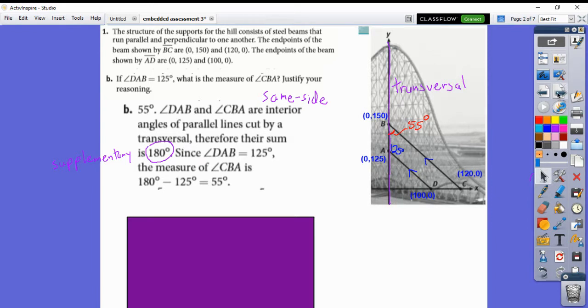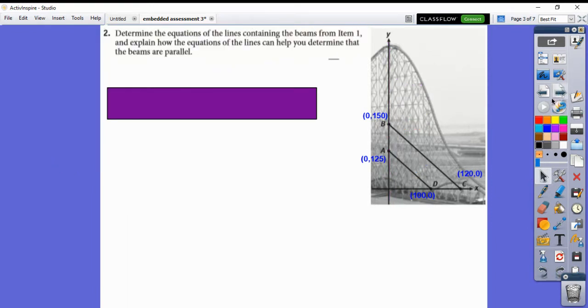All right, let's keep on going. Number 2 says, determine the equations of the lines containing the beams from item 1 and explain how the equations of the lines can help you determine that the beams are parallel. Okay, well, this is also a review of Algebra 1.